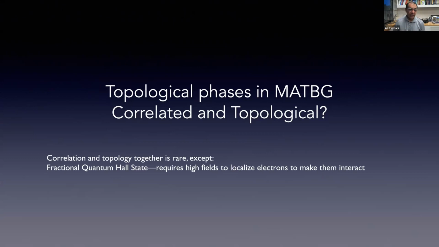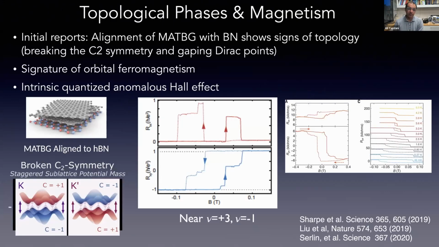So this is actually kind of rare to find in systems. The integer quantum Hall effect, of course, is a topological phase, but it doesn't come from interactions. The fractional quantum Hall phase is correlated and topological, but it requires very high magnetic field to localize electrons and make them interact with one another. Here, you're using this Moiré lattice and the interference to force electrons to interact in these flat bands because of what you've made, even in the absence of very large fields.